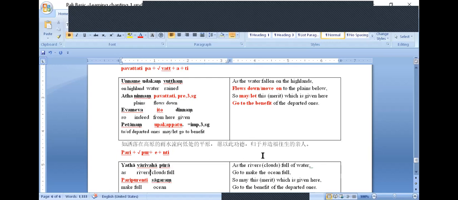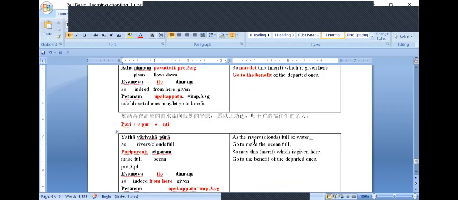So it's talking about natural things about water here, and also here are the rivers or clouds full of water. So they will naturally make the ocean full. So whatever merits are given here, may it go and benefit the departed one. Okay, so that's why you see the tu here, because it's a kind of wish, right? So, may or let.